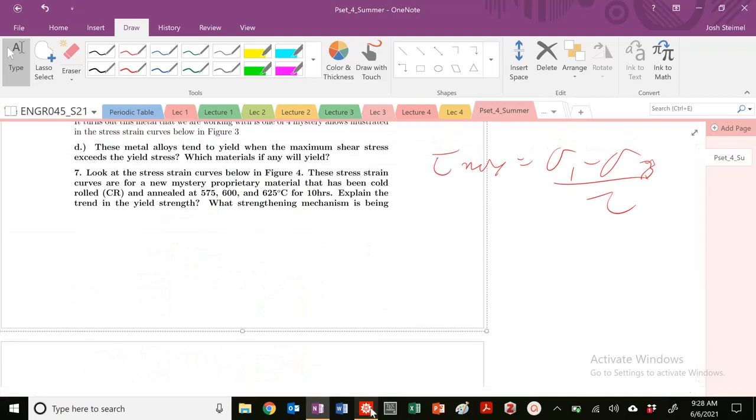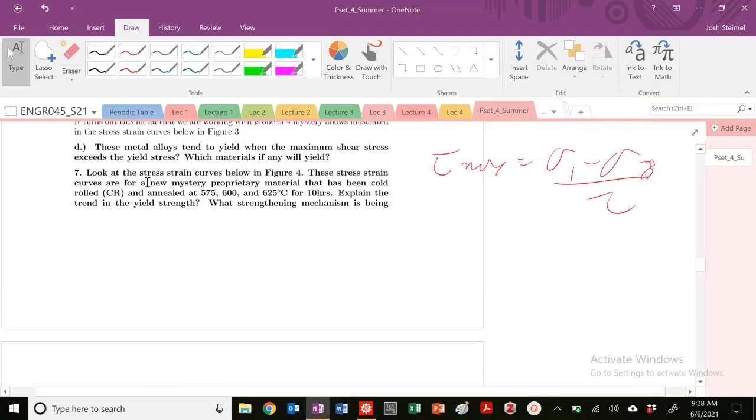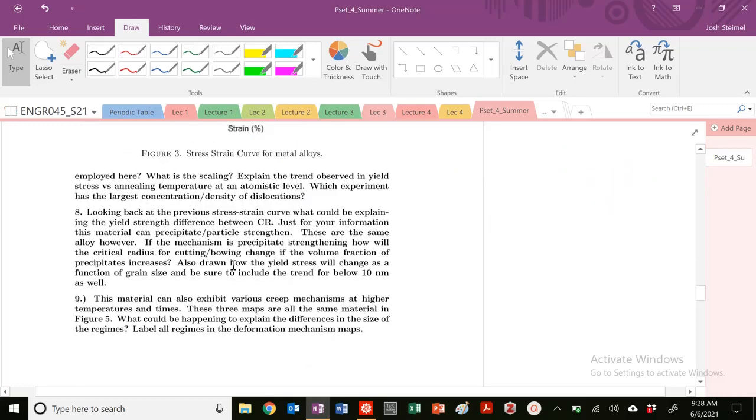Got too excited. All right, let's get into number 7. Look at the stress strain curves below. They've been created for a new mystery proprietary alloy, cold rolled, annealed at these different temperatures and for the same amount of time. Explain the trend in yield strength. What strengthening mechanism is being employed here?